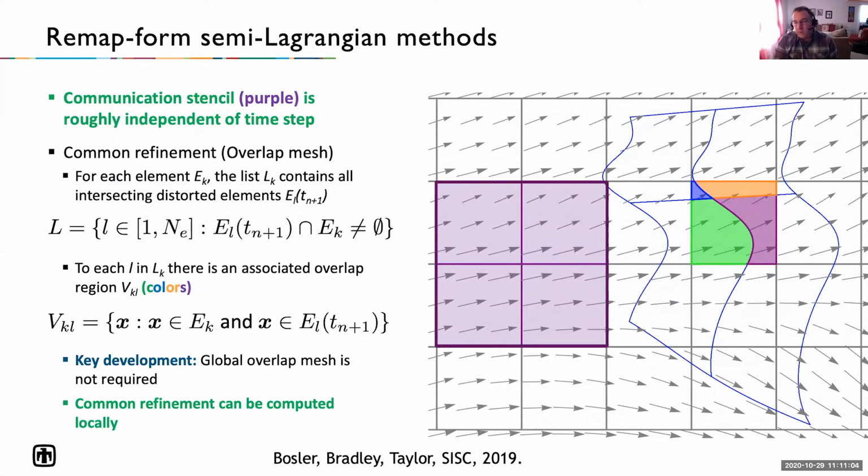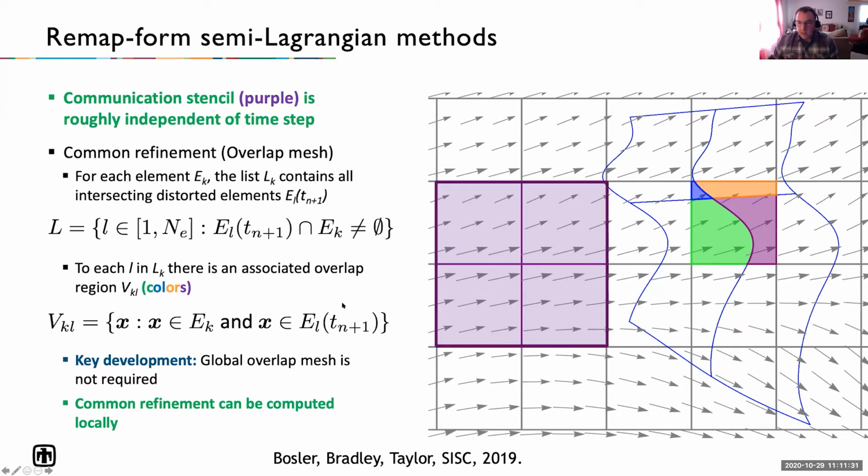What we need is a way to compute this overlap mesh, these colored regions here. And we do that by just a standard polygonal intersection algorithm, where for each element, we compute a list of the elements it depends on. And then we associate an overlap region in the colors. So this blue one comes from this element, the orange one from this one, the green from here, purple here.